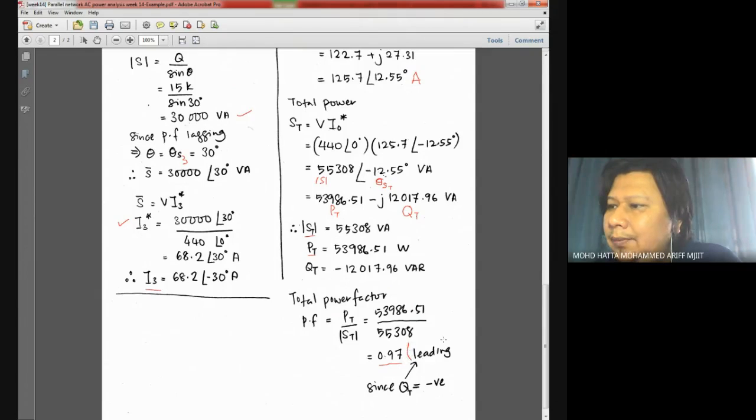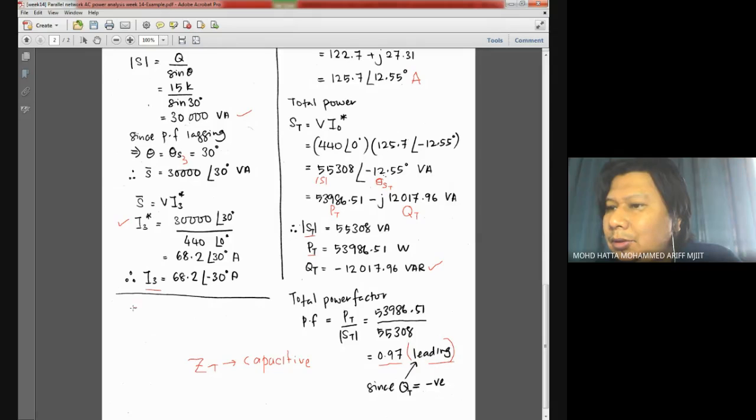However, the nature over here, I need to determine based on the characteristic of my reactive power. In my calculation, the reactive power is a negative value. Means for a negative value, we're going to have a leading power factor. In other words, the Z total that we have over here, the total impedance, is capacitive in nature. So that's why we have a leading power factor.